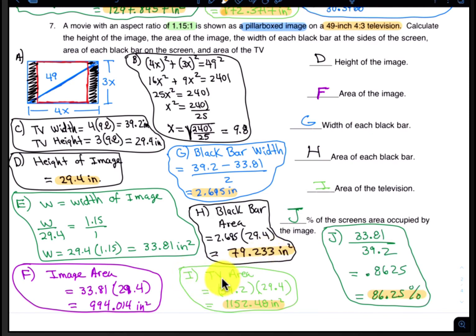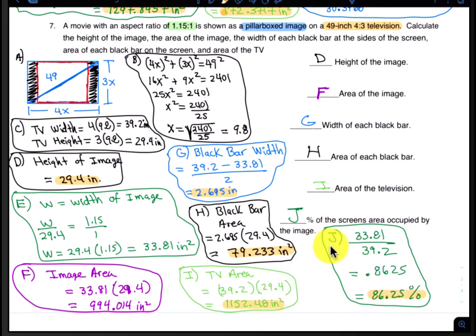Section I, we can find the TV's area, and the TV's area is the width of the TV times the height of the TV. The width is 39.2 and the height is 29.4. Multiply those together, so the area of the TV is 1152.48 square inches.